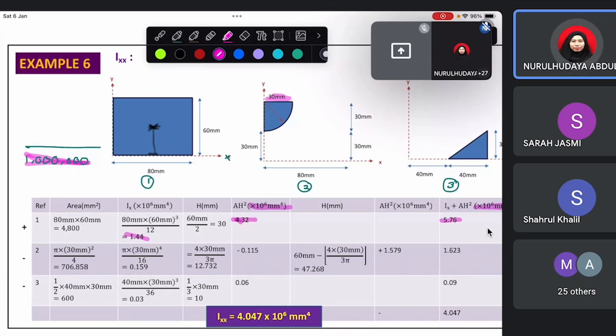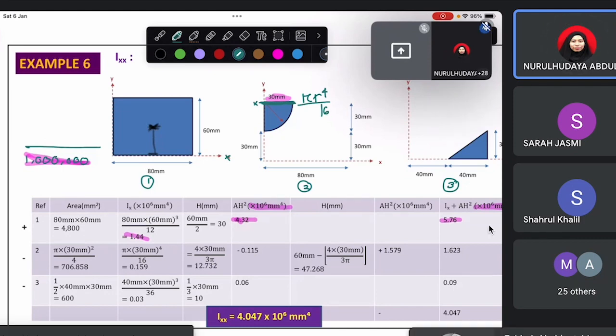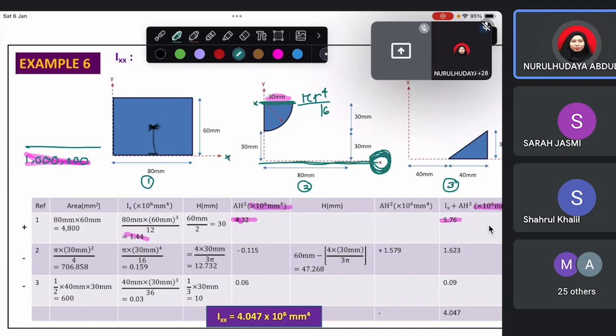So, when you look at this quarter circle, its Ix value, if it is located here, is in reference to this line. For example, its X is here. If it is here, its Ix is pi r power of 4 divided by 16. But now, your X is at the bottom, not at the top. So, you cannot calculate H from the top to here directly. You can't. This is not H.